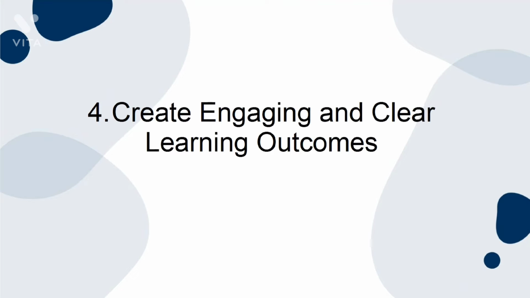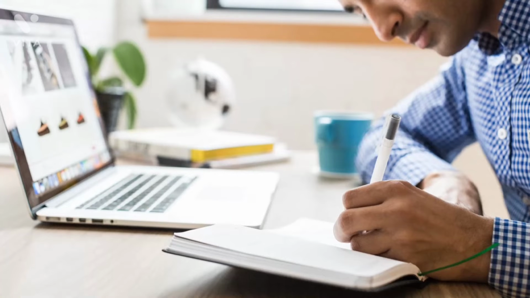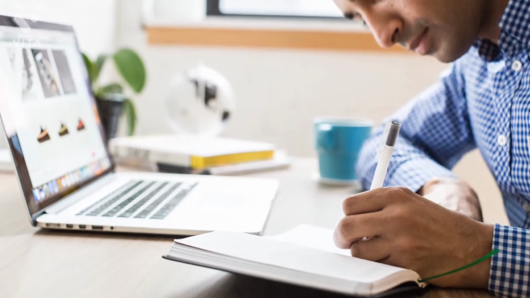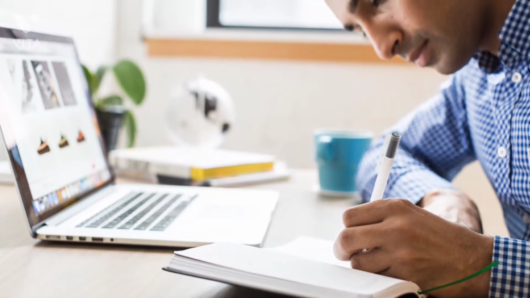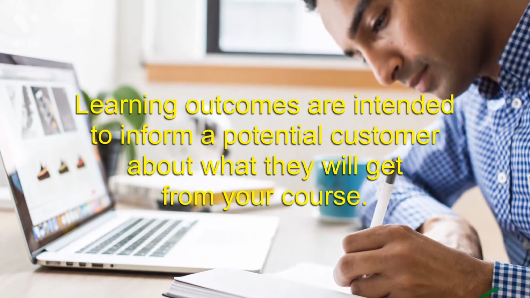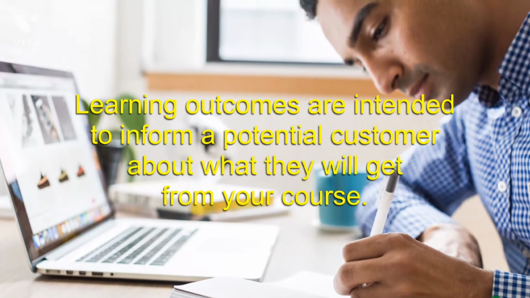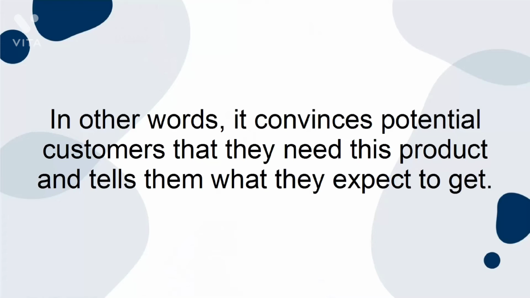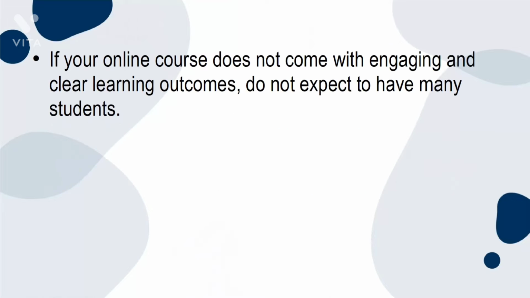4. Create engaging and clear learning outcomes. The fourth thing to know before launching your online course is to create engaging and clear learning outcomes. Learning outcomes are intended to inform a potential customer about what they will get from your course. In other words, it convinces potential customers that they need this product and tells them what they expect to get. If your online course does not come with engaging and clear learning outcomes, do not expect to have many students.